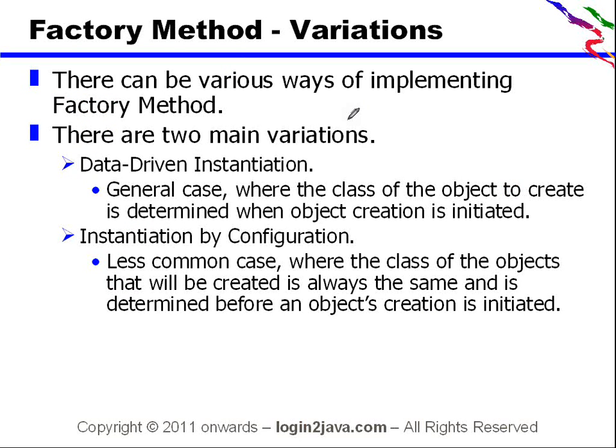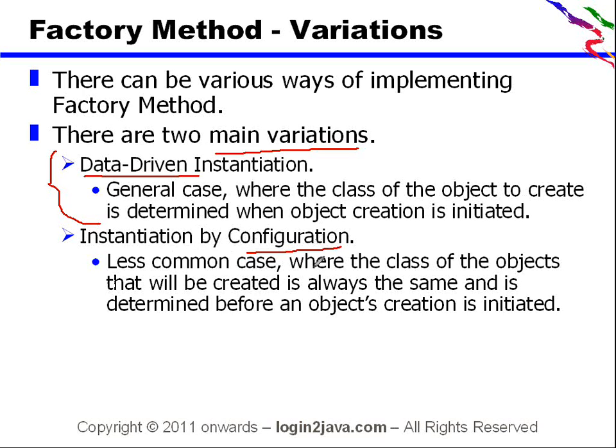Factory method variations. There can be various ways of implementing factory method. Two main variations are data driven instantiation and instantiation by configuration. All the examples till now we saw are basically data driven instantiation. This is a general case where the class of the object to create is determined when the object creation is initiated.